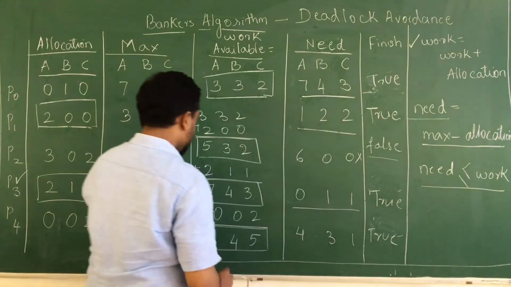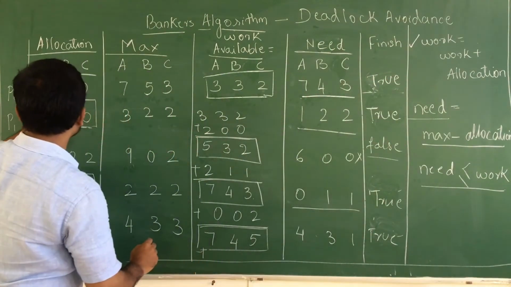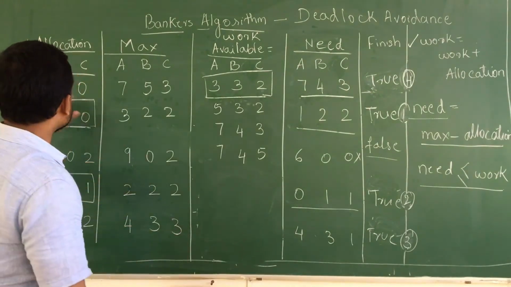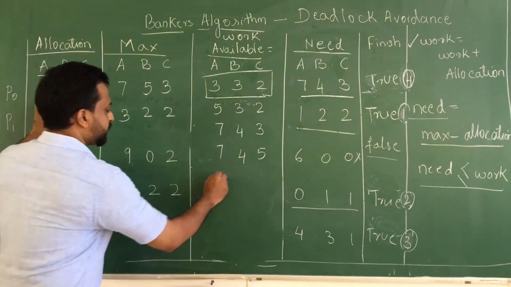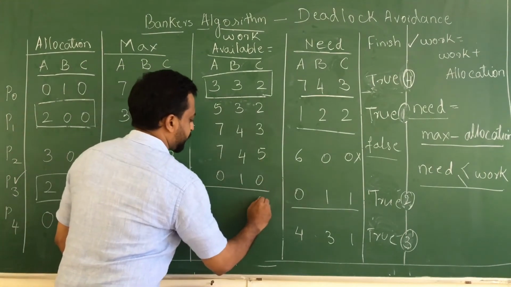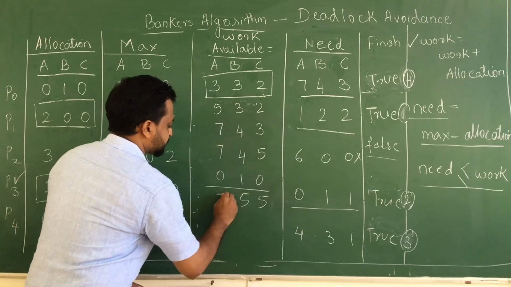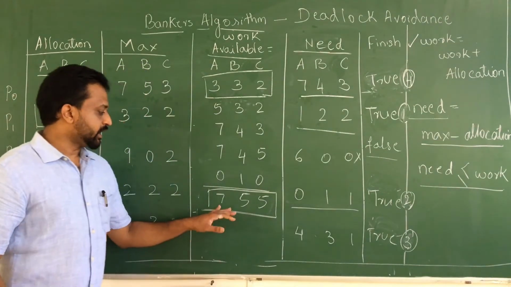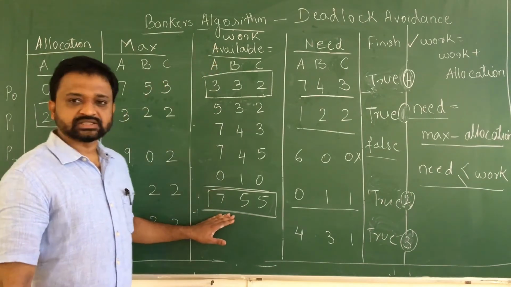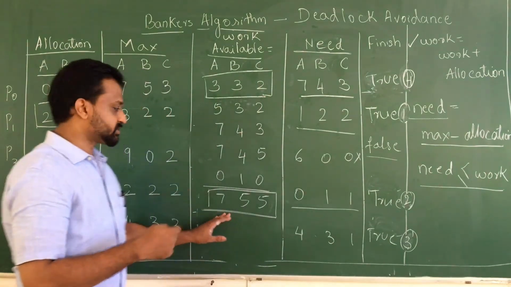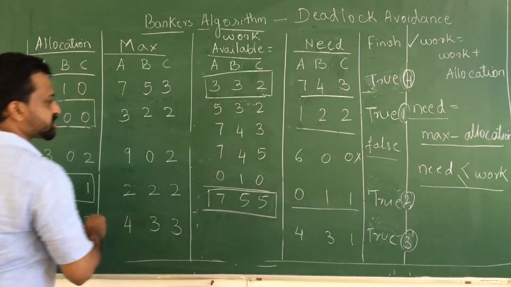The allocation of process P0 is 0, 1, 0, which is added up with the work. So this becomes 5, this becomes 5, and this is 7. The new work is 755. I have work available as 755, and this can be used for the next process which is false. The false process is process P2.